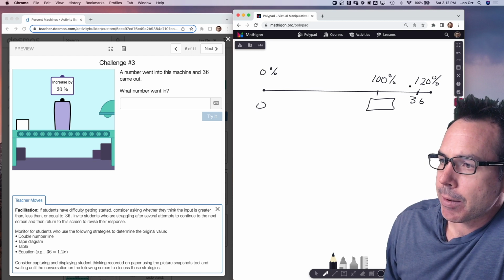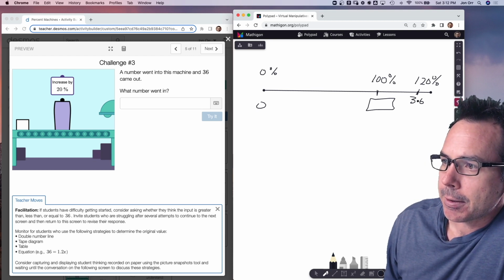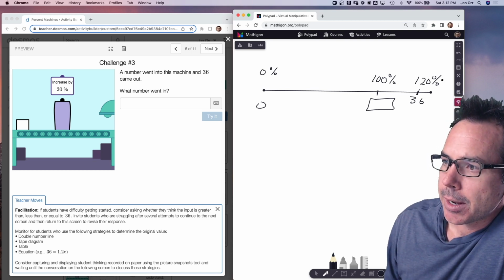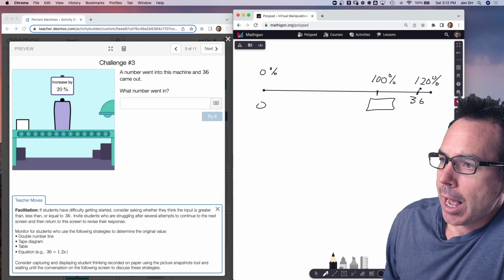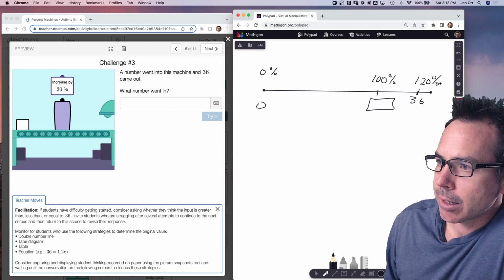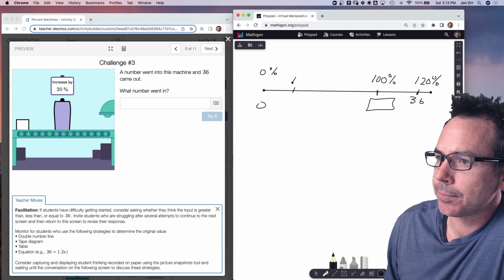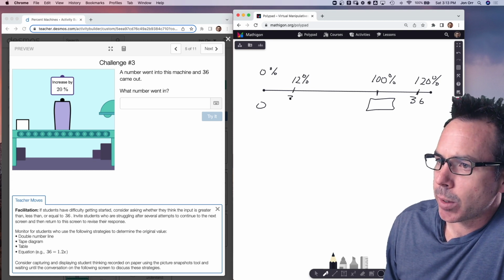So notice we've had students say, okay, well now I've got to think about how to do this. Well, I could break this up. This is what happened in my class. They said, you know what? I'm going to divide that by 10. If I divide that by 10, that brings me down to 12%. And if I divide that by 10, I get 3.6.